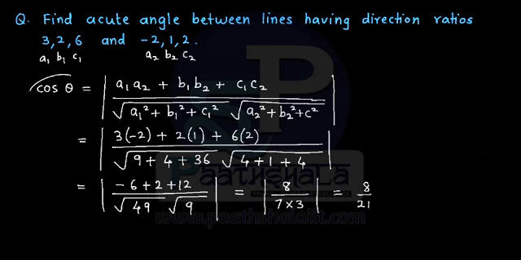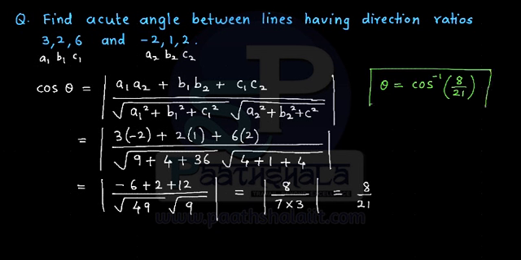So the value of cos theta is 8 upon 21. Therefore we write the final answer, theta, as nothing but cos inverse of 8 upon 21. So that's the angle between the two given lines, right? Let's go ahead to the next sum.